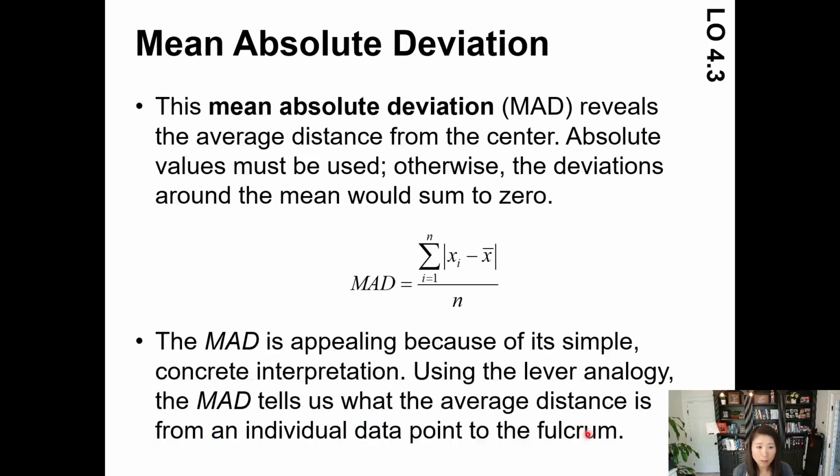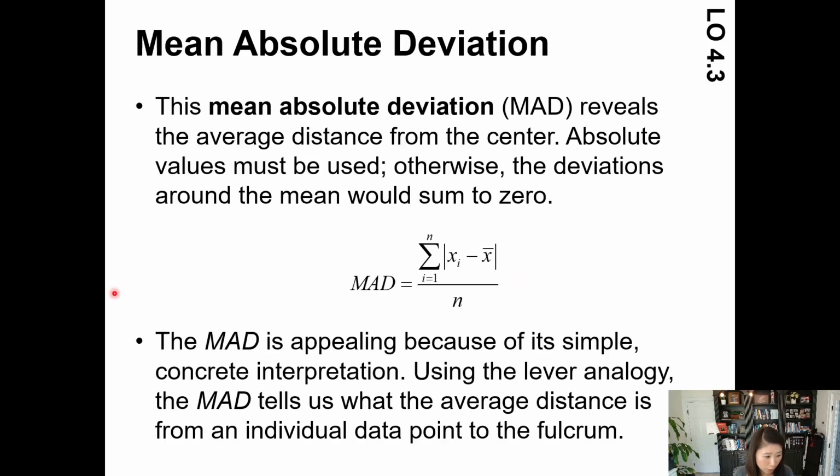Okay. So the last statistic you can use to measure the variability is called MAD, mean absolute deviation. And so the formula itself is very similar to what we saw before, except you can see that instead of squaring the differences, we actually find the absolute value of your differences, and then sum all those absolute values together and divide by n. That will give you the mean absolute deviation. So the absolute value must be used, otherwise the deviations around the mean can sum to 0, right? So the MAD is appealing because of its simple, concrete interpretation. And using the lever analogy, the MAD tells us what the average distance is from the individual data point to the center.